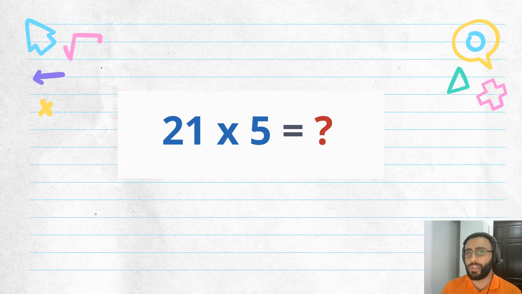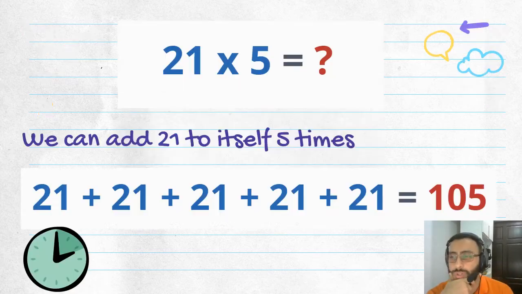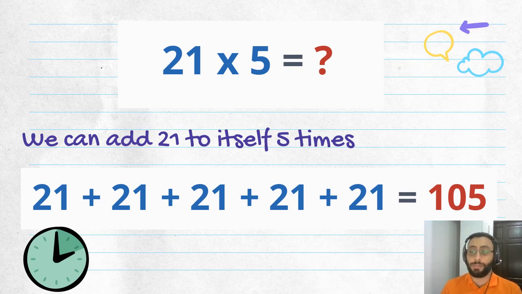21 times 5 equals, this one is a little challenging. What should we do? We can add 21 to itself 5 times. We can do 21 plus 21 plus 21. Oh, see, we can do repeated addition because it's hard to do it like this. But guys, doing it like this also takes a lot of your time.